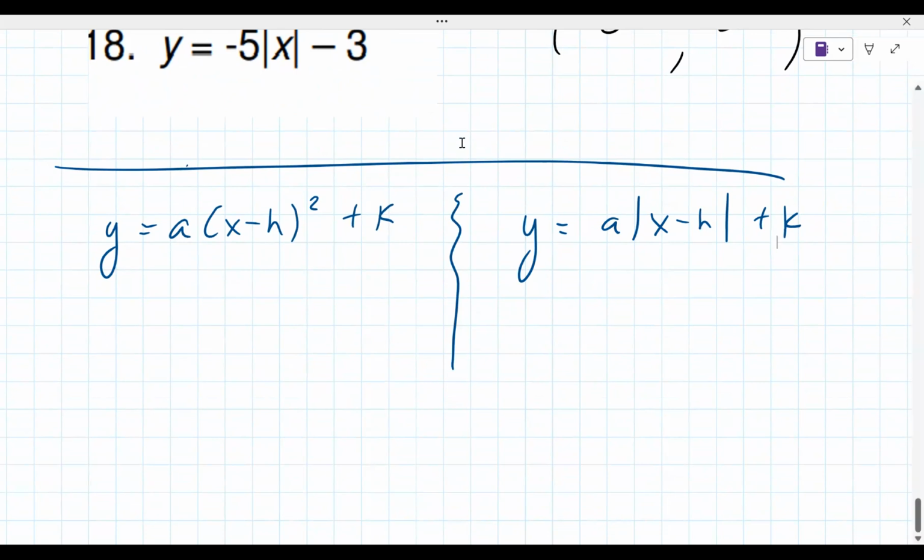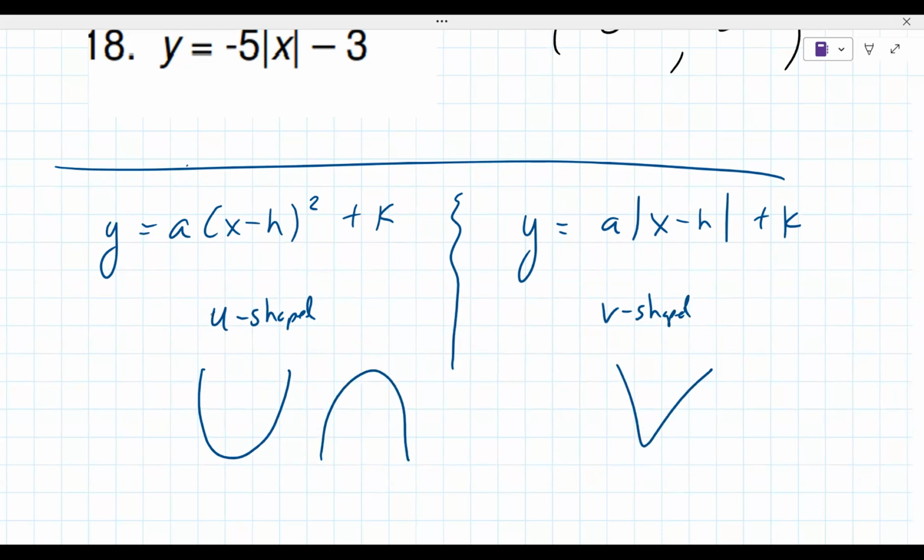So let's do a couple of problems here. Wait, how would the exponent play into it? It means it's U-shaped instead of V-shaped. So it looks more like a U. This one's V-shaped, but it can go down, just like this could go down. Okay. All right. So here we go.